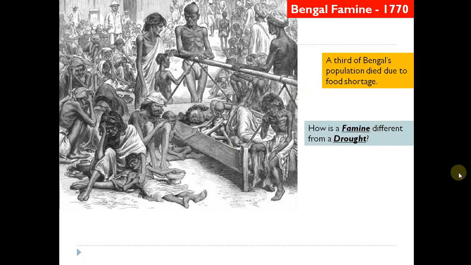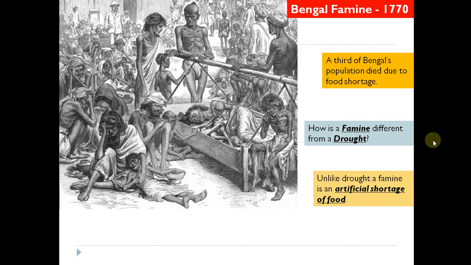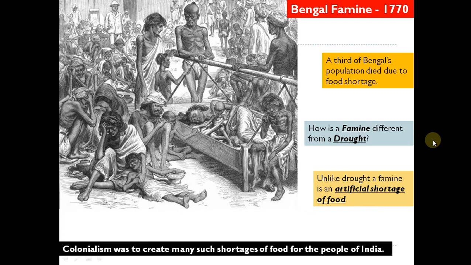Okay, so they died due to a famine, not due to a drought. What's the difference? Unlike a drought, a famine is an artificial shortage of food. Shortage of food created because of human beings. Who was responsible for creating this shortage? British colonialism. And it is just one of the instances in which so many people died.